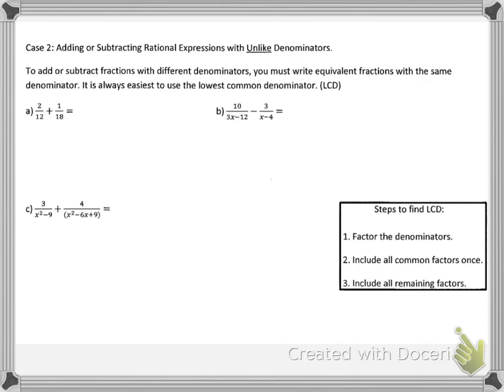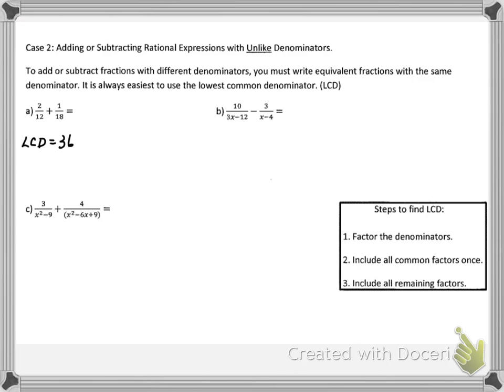Let's continue with adding and subtracting rational expressions, except this time we're going to have different denominators. So when the denominators aren't the same, we're going to make them the same. When we have 2 over 12 plus 1 over 18, a common denominator would be 36. Therefore, we can say the lowest common denominator is 36.